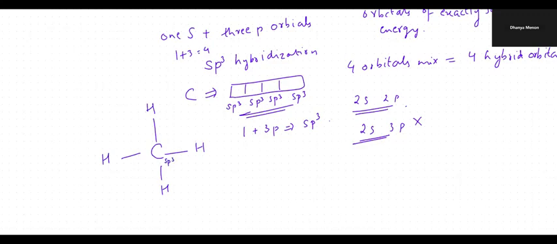And we have hydrogen, 4 hydrogen. I'll use another color. I have 4 hydrogen. 1, 2, 3, 4. And each of these 4 hydrogen has 1s1.